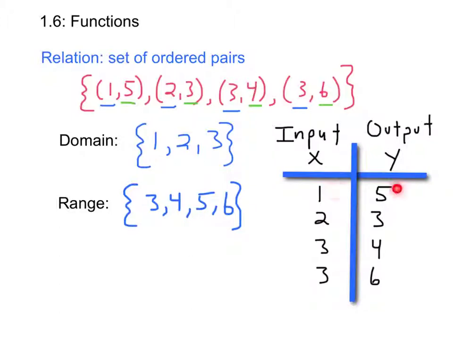If x is 1, y is 5. And if x is 2, y is 3. So we have 2 and 3. And if x is 3, y is 4. So we have 3 and 4. And if x is 3, y is 6. So 3 and 6.